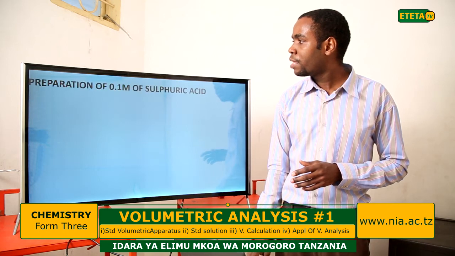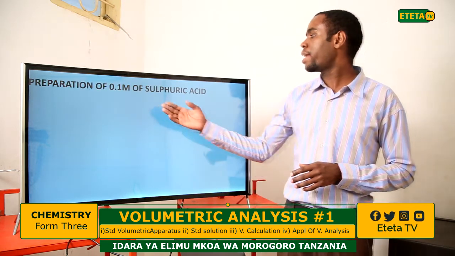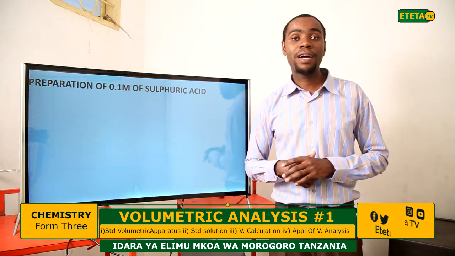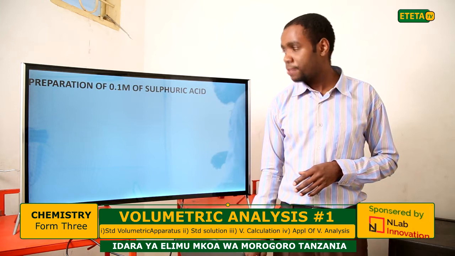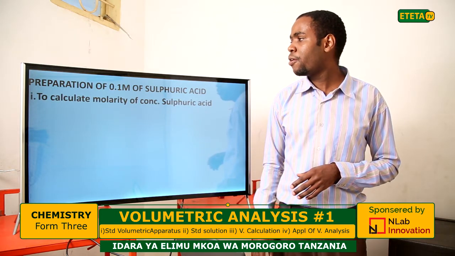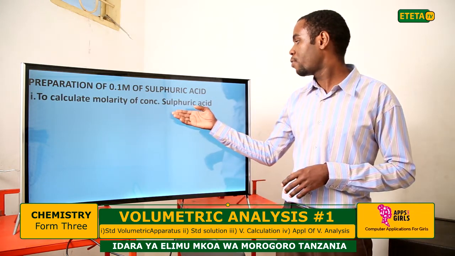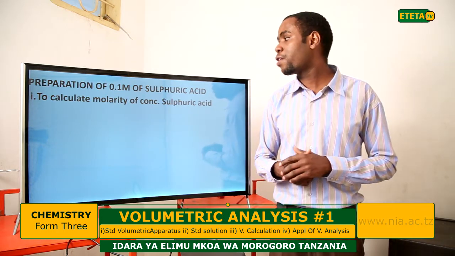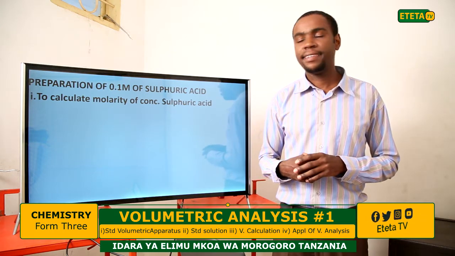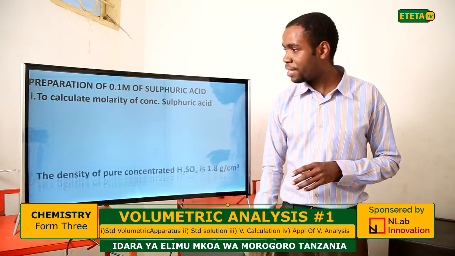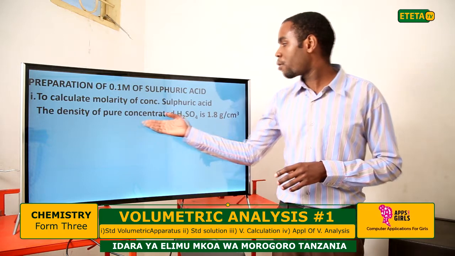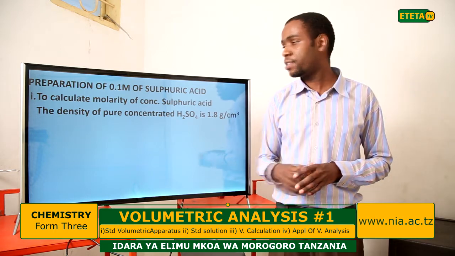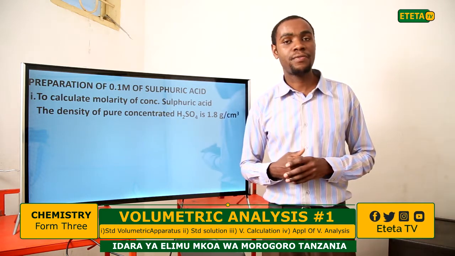Now, preparation of 0.1 molarity of sulfuric acid. Let us look at how to prepare 0.1 molarity of sulfuric acid. Now, to calculate the molarity of concentrated sulfuric acid, first we have to calculate the molarity of the concentrated sulfuric acid. How to calculate? The density of pure concentrated sulfuric acid is 1.8 gram per centimeter cube.